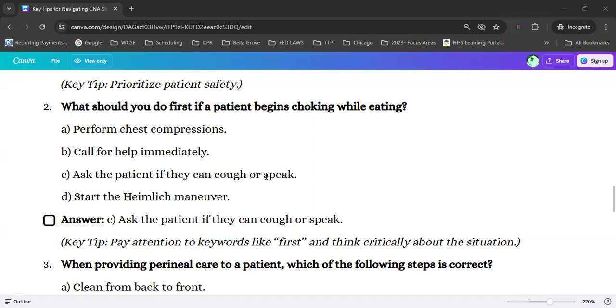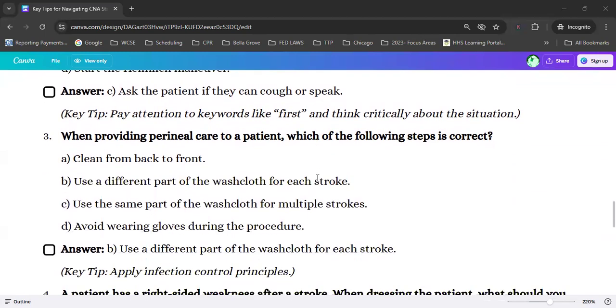So knowing if the patient can cough or speak tells us what's happening. Are we in a situation where we need to do the Heimlich maneuver, or is this a situation where we might need to just pat the back and they'll make an adjustment? I hope that helps. The key tip we're applying here is to pay close attention to words like first and think critically about the situation, right? If they're able to talk, speak, drink water, they're not choking fully. It's irritating something, right?